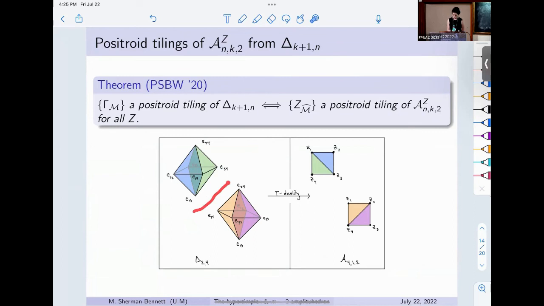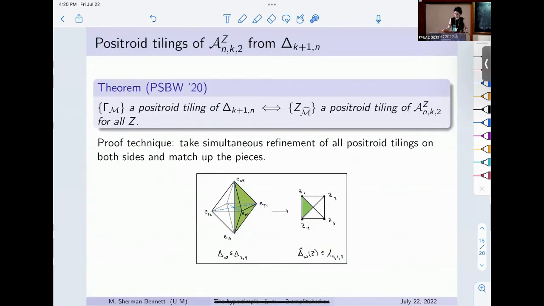So our result again is that this map, T-duality, induces a bijection between positroid tilings of the two spaces. How it works is I take some positroid tiling of the hypersimplex. It consists of two tiles, the blue polytope and the green polytope. I take each of them and I consider their T-dual grasstopes. So that's the blue one over here and the green one over here. And the T-dual grasstopes form a positroid tiling of the amplituhedron, and it works backwards.